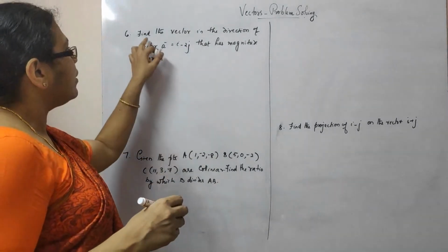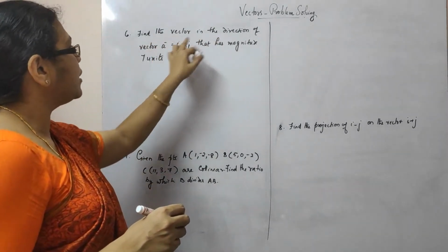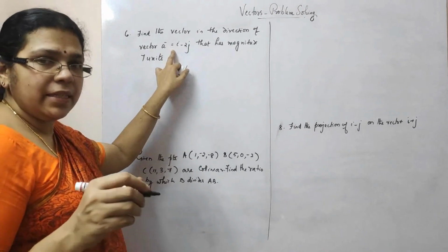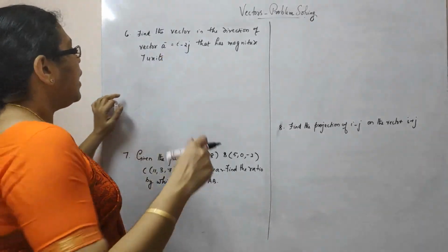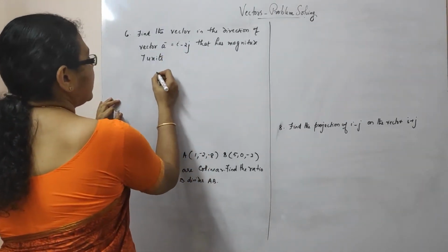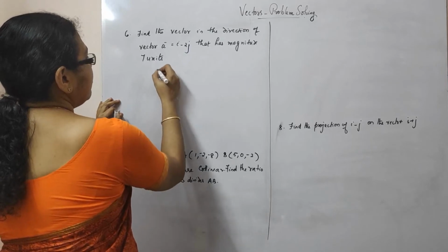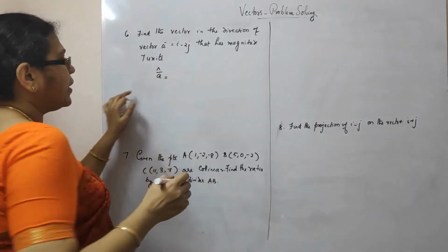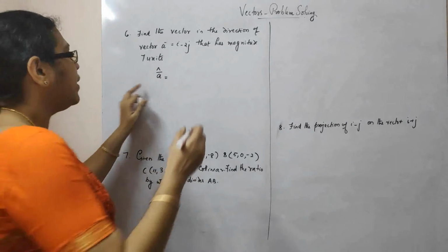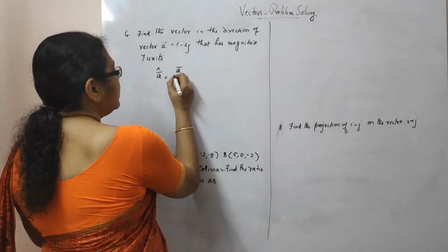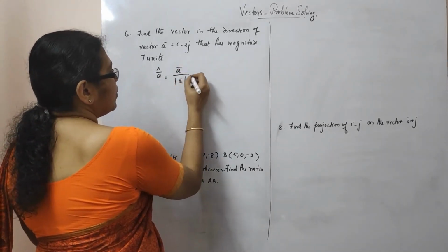So first thing, when you are asked to find a vector in the direction of a given vector, that is a unit vector. So I have the unit vector to vector A, which is notated by A cap. What is that? The vector divided by the magnitude of the vector.